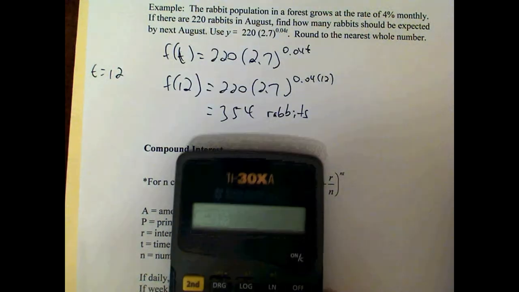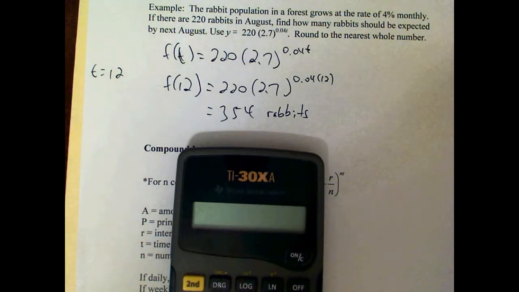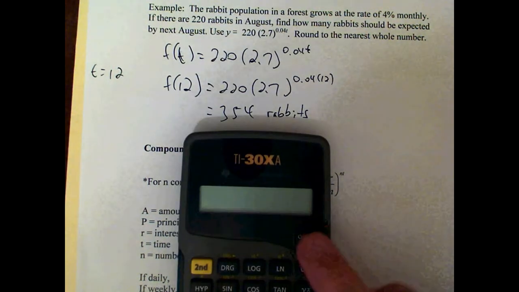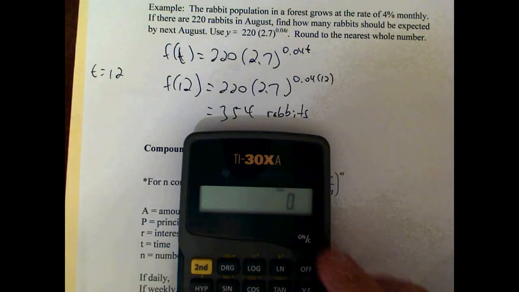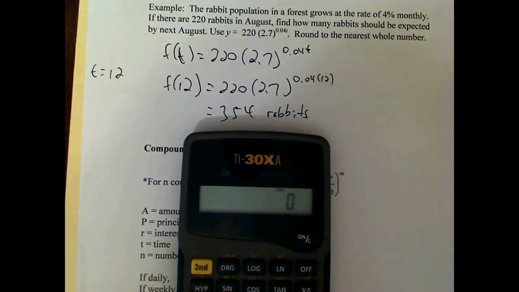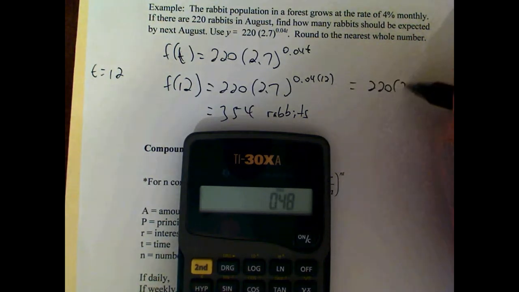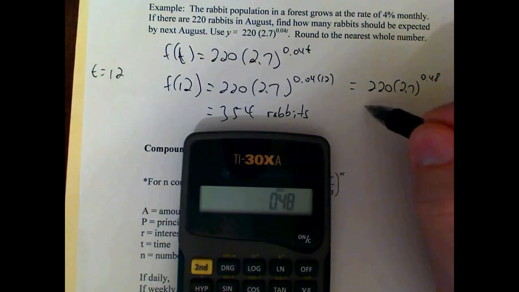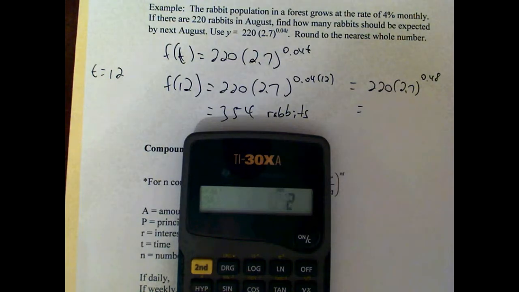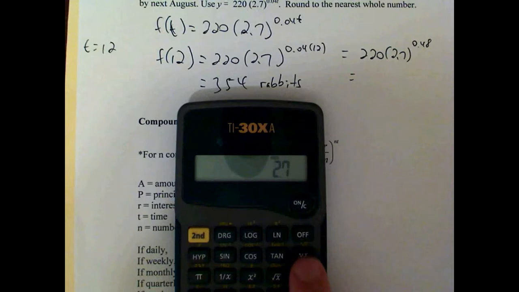Now let's say you have a scientific calculator. First thing you want to do, after you turn it on of course, you want to find the exponent. 0.04 times 12. You get 0.48. Now what do you want to do? Let's go ahead and find 2.7. And we're going to raise that to the 0.48 power. Now this right here, this x to the y key, that's your exponent key. So I'm going to raise that to the 0.48 power.